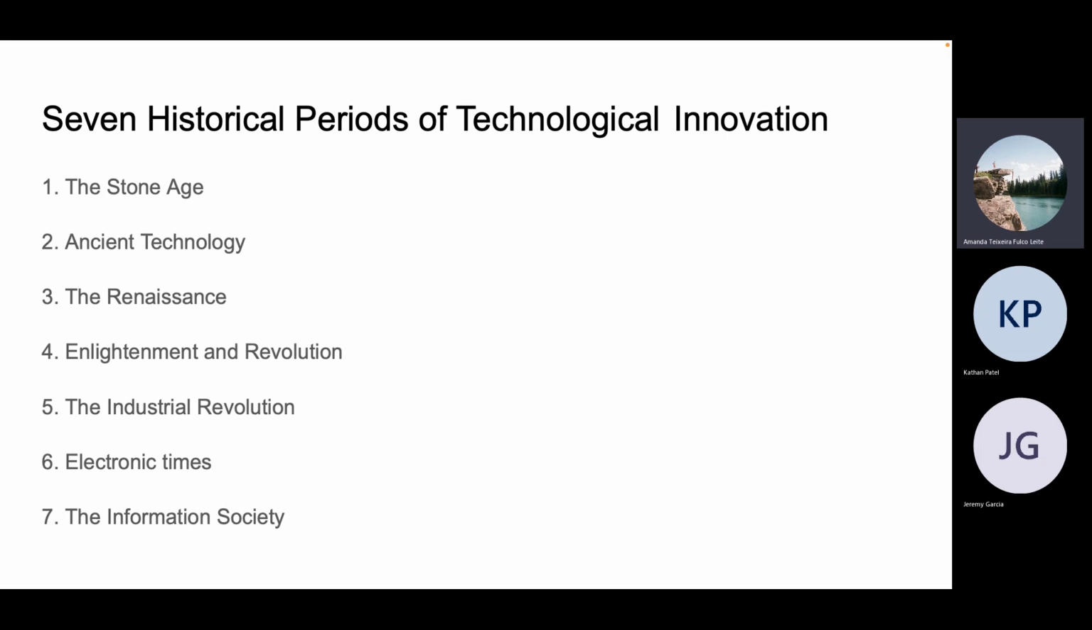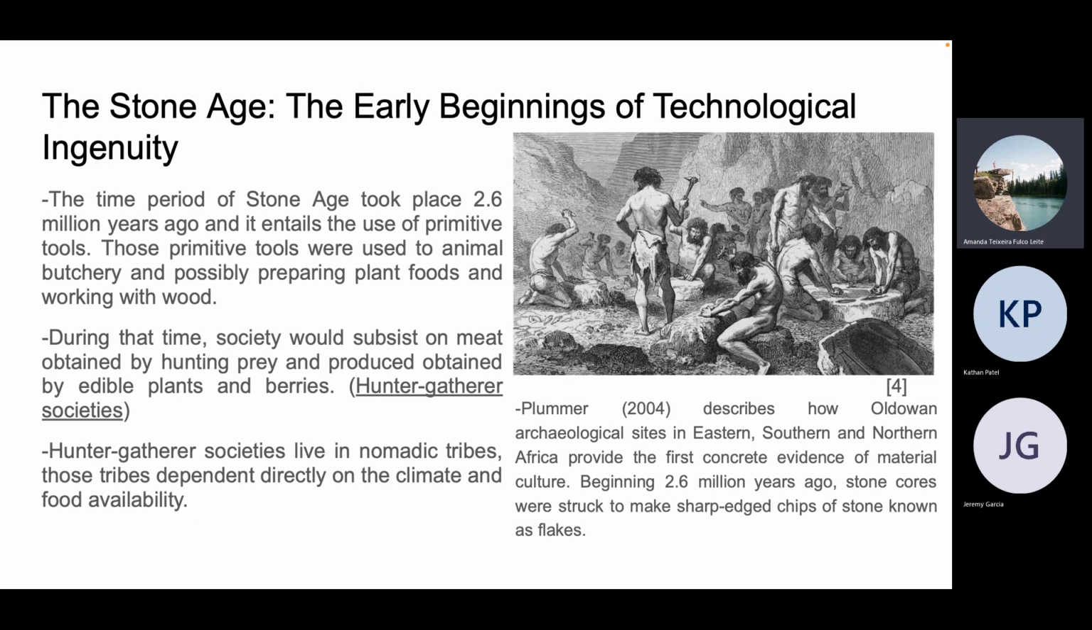There are 7 periods of technological innovation, and I'm going to start with the Stone Age. The Stone Age took place 2.6 million years ago, and it entails the use of primitive tools. Those primitive tools were used for animal butchery and possibly preparing plant foods and working with wood. During that time, society would subsist on meat obtained by hunting prey and produce obtained from edible plants and berries. Those were called hunter-gatherer societies, and they lived in nomadic tribes. Those tribes depended directly on the climate and food availability.